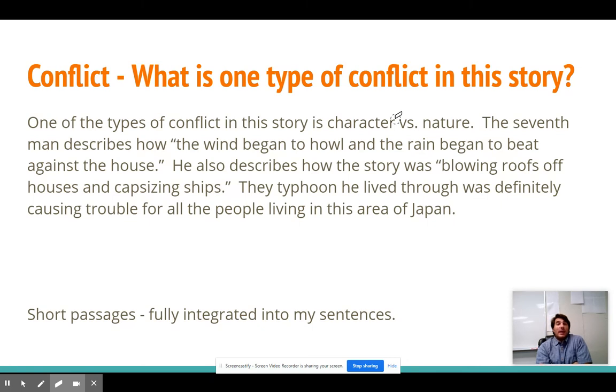So now I've explained the question, I've answered the question. What type of conflict is it? It's character versus nature. I explained how the wind was howling, but it wasn't raining. The wind was blowing roofs off, capsizing ships. And if you read in the story, it continues and says how some people were even killed. So I could have used that if I wanted, but I think I answered the question here pretty well. Okay? Short passages, fully integrated.